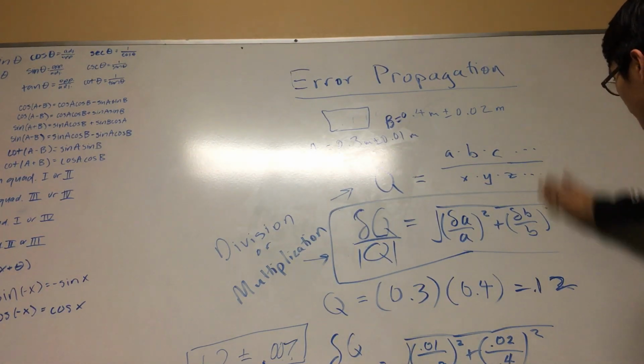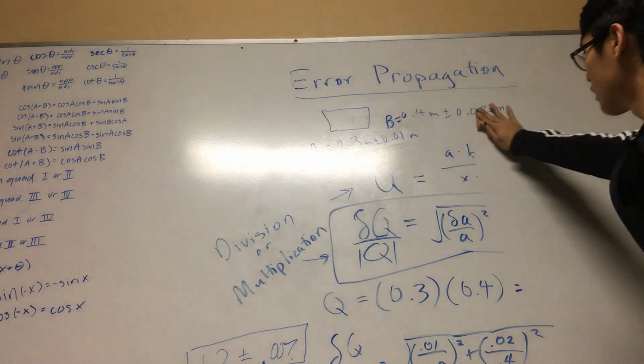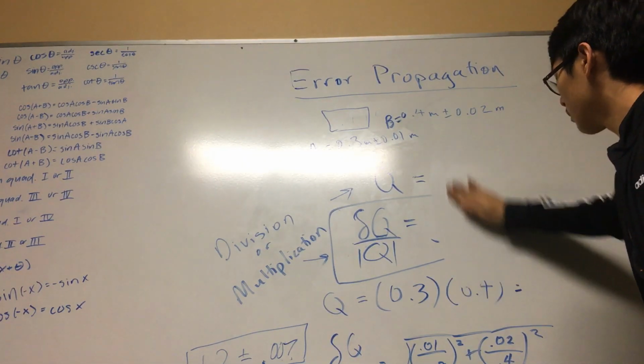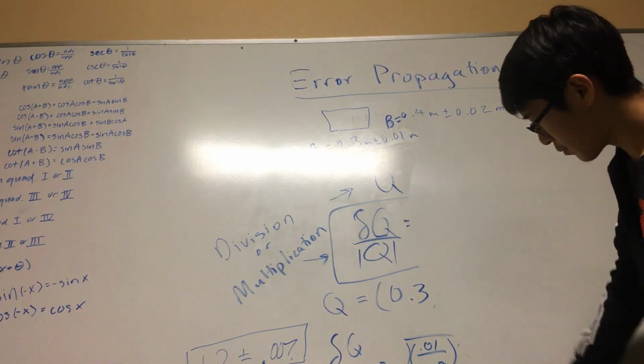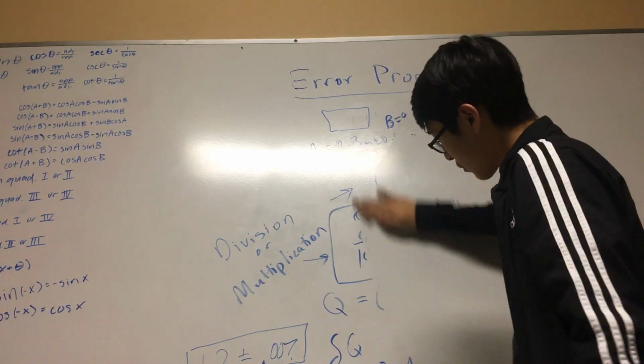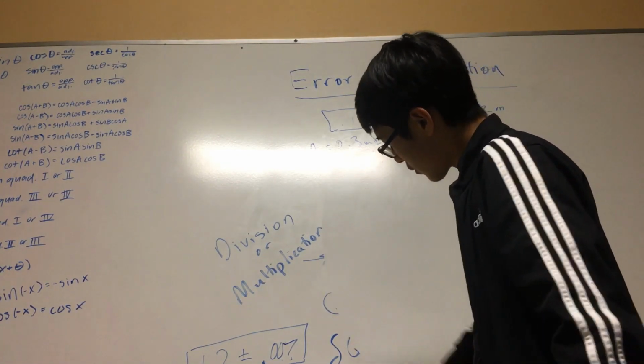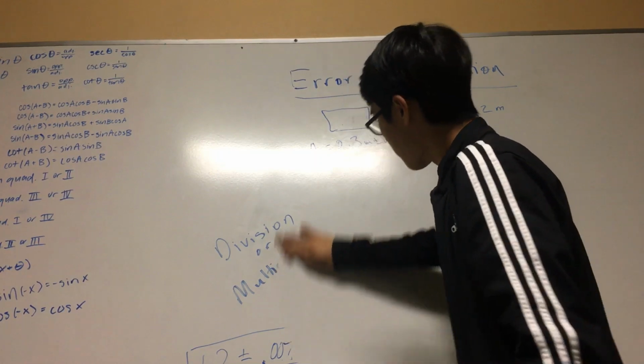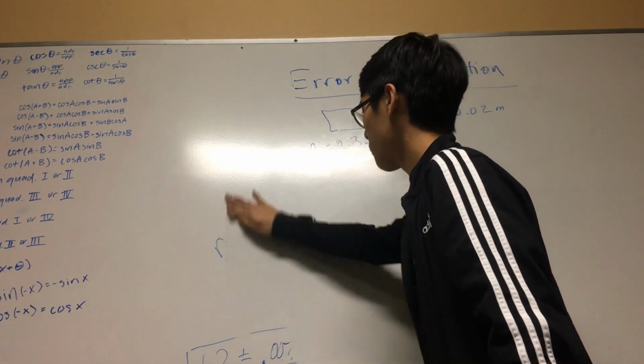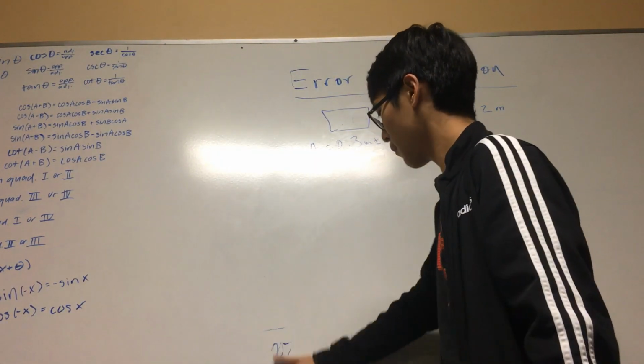Wait, Joaquin, for the first one, the addition, what was the final answer? 0.7 plus or minus? Oh, you didn't calculate it? Can you calculate it? Whatever, I'll do it. Wait, the addition of what? No, this first one we did. Oh, I don't know.